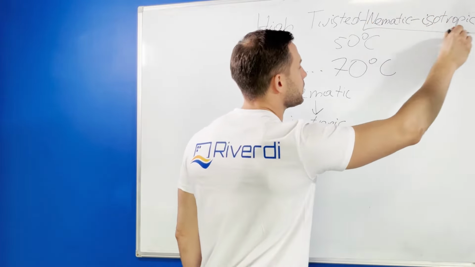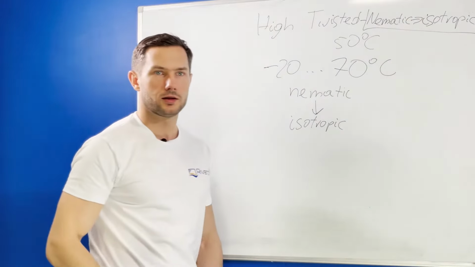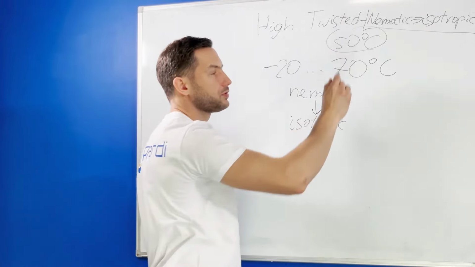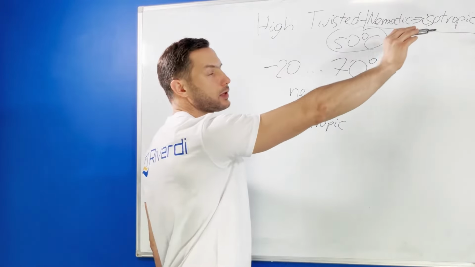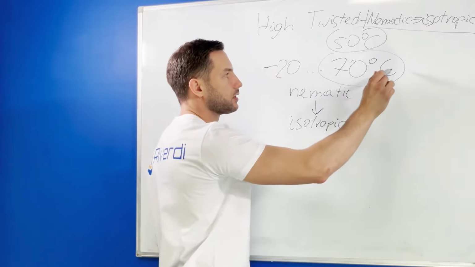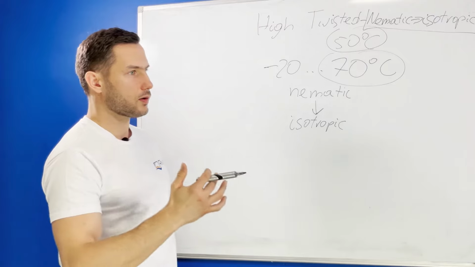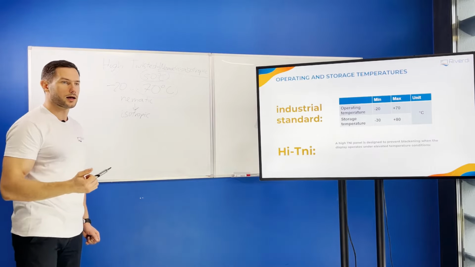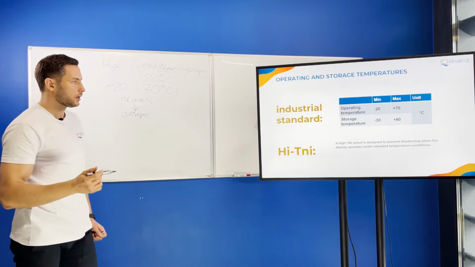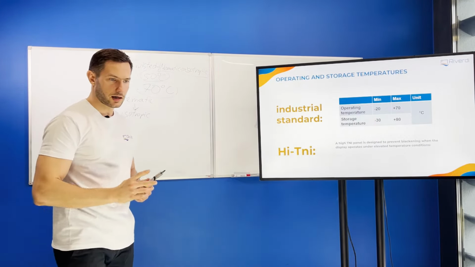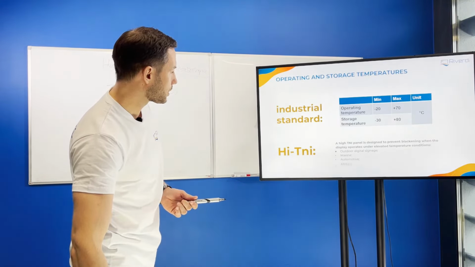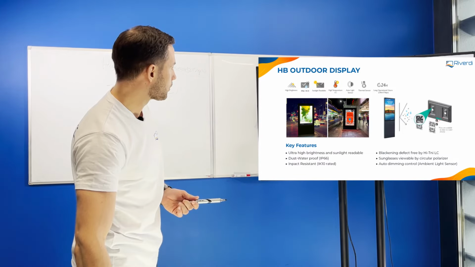So this point, nematic to isotropic, we want to put as high as possible. For consumer, it will be maybe 50 degrees, and we will go from nematic to isotropic. That means the display stopped to work. For industrial, it will be 70, yes? And what we need is higher. There are technologies, we call them high TNI technologies, that move this point even higher. And we should have it for outdoor displays, marine, automotive and military.